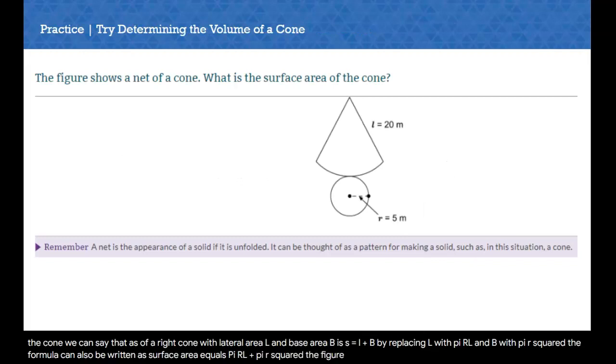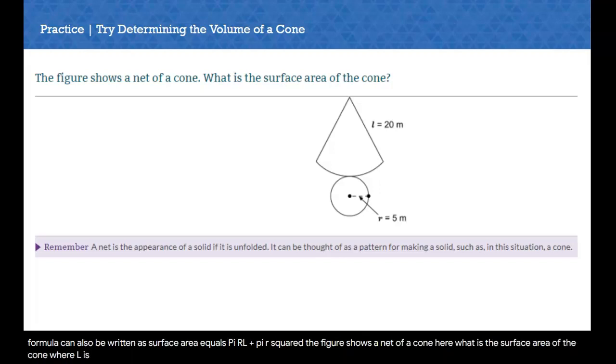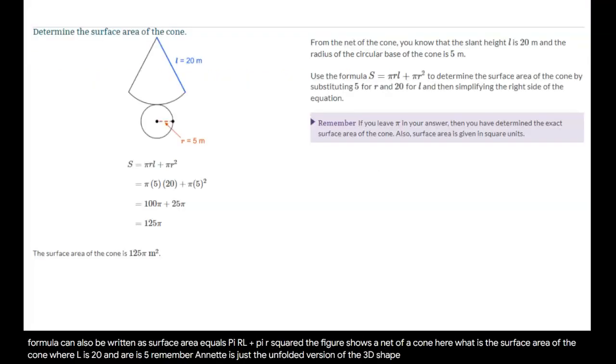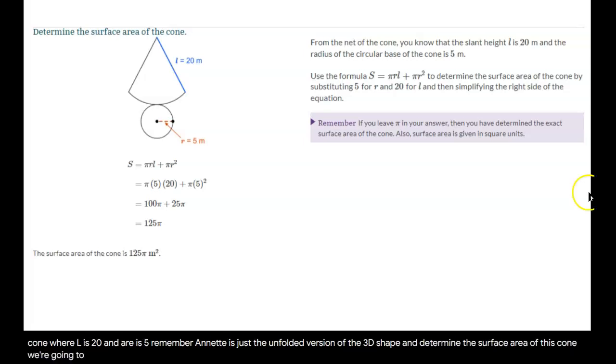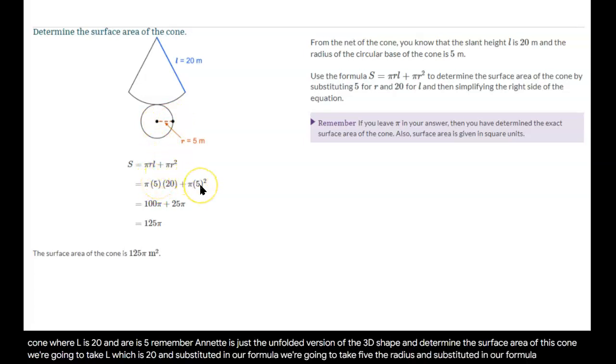The figure shows a net of a cone here. What is the surface area of the cone, where L is 20 and r is 5? Remember, a net is just the unfolded version of the 3D shape, and we want to determine the surface area of this cone. We're going to take L, which is 20, and substitute it in our formula. We're going to take 5, the radius, and substitute it in our formula, both places.